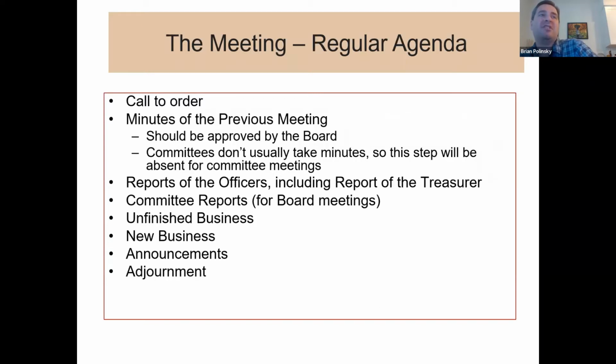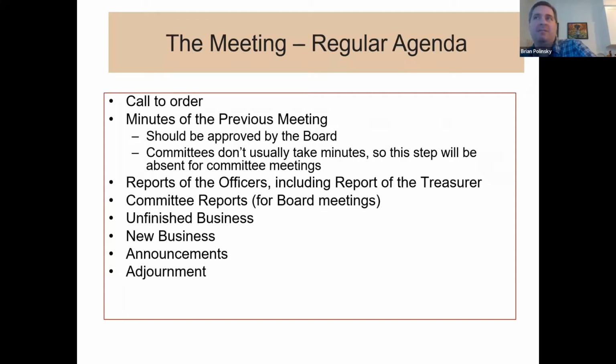So this is generally the regular agenda that you'll have for a meeting. It doesn't have to include all of these things for every single meeting, but these are the usual meeting topics. So it always begins with a call to order and then the minutes of the previous meeting, which should be approved by the board. Now, committees usually don't take minutes, so you don't have to do that when we're talking about a committee meeting.